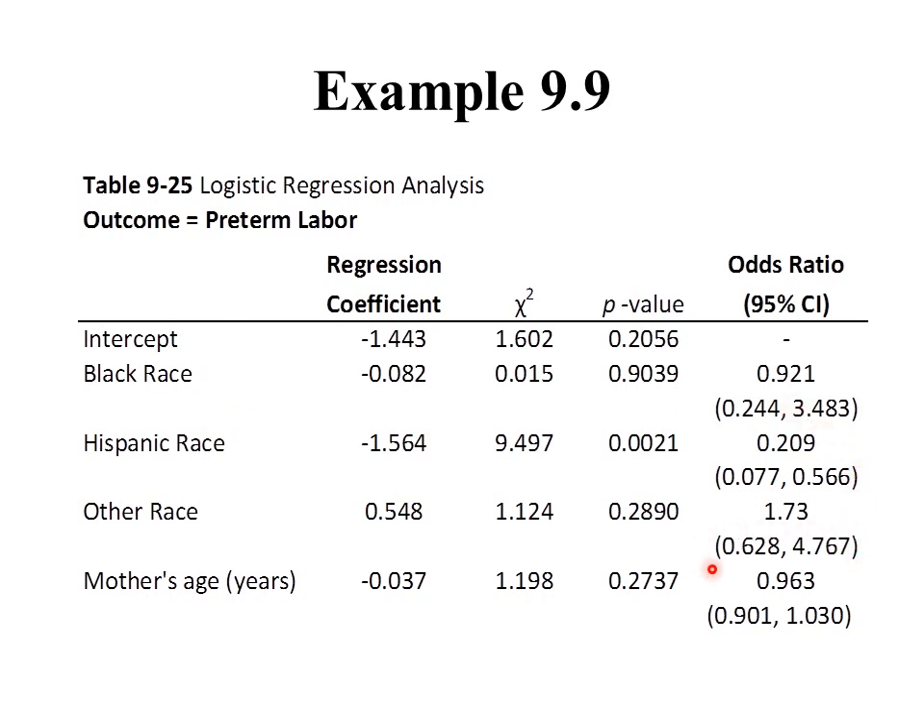Likewise, if we look at this confidence interval here, that interval also contains 1, again indicating that this indicator variable of other race is not significant. This interval here also contains 1, so that tells us that mother's age is not significant. But if we look here at Hispanic race, notice that this confidence interval does not contain 1. And so that's another indication that the Hispanic race is a significant predictor variable.